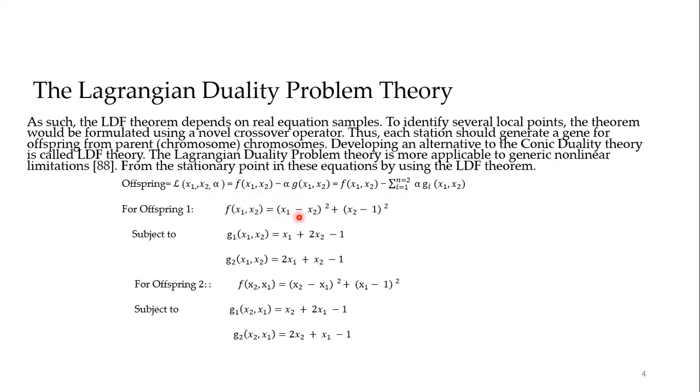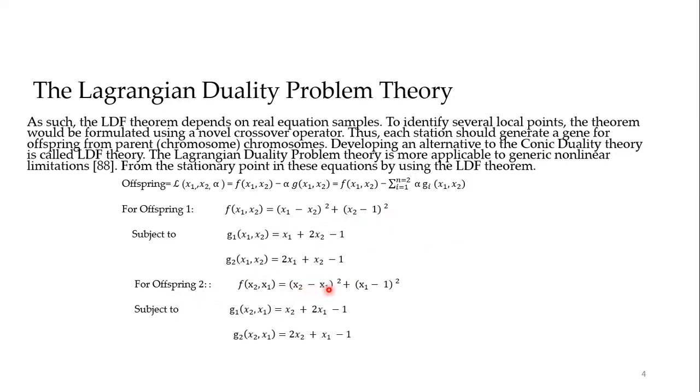And offspring one is formulated in this way: (x1 minus x2) squared plus (x2 minus x1) all squared, subject to g1(x1, x2) equals x1 plus 2x2 minus 1, and g2(x1, x2) equals 2x1 plus x2 minus x1. And this is all borrowed from the conic duality theory. So these parts are brought from this conic duality theory. Now, for offspring 2, again, the same thing.